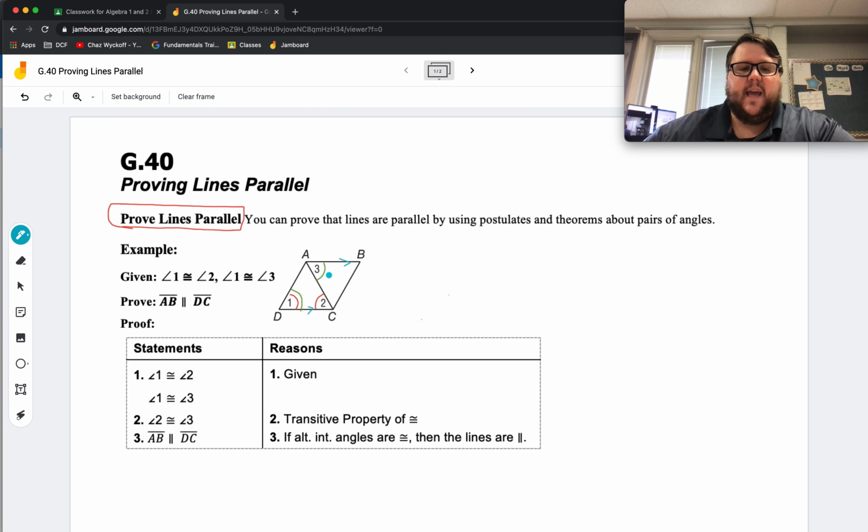So now what we have is two alternate interior angles. What I like to do is extend these lines out. So I'm going to show you by extending these lines out. I extended these two lines, and then here's our transversal.